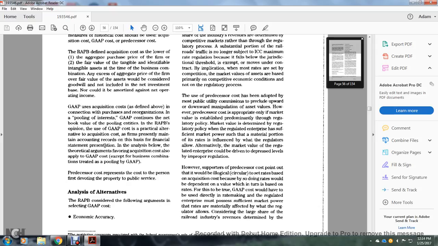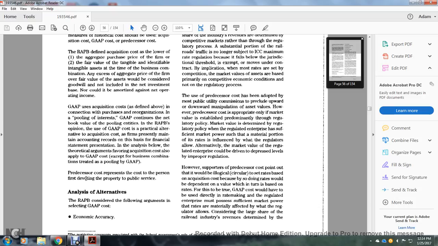Alright, the Government Accounting Principle Board acquisition is defined in connection with the purchase of the organization, pooling entry of the Government Accounting Principle Board, the book value of the pooling entity. The narrowed accounting principle with the opinion of the Government Accounting Principle is a practical alternative to acquisition cost, with the firm presently maintaining accurate records of the basic financial statement presentation. The analysis below on the theoretical arguments favoring acquisition also applies to the Government Accounting acquisition, except for the business combination treating the pooling with the government accounting auditing principles.